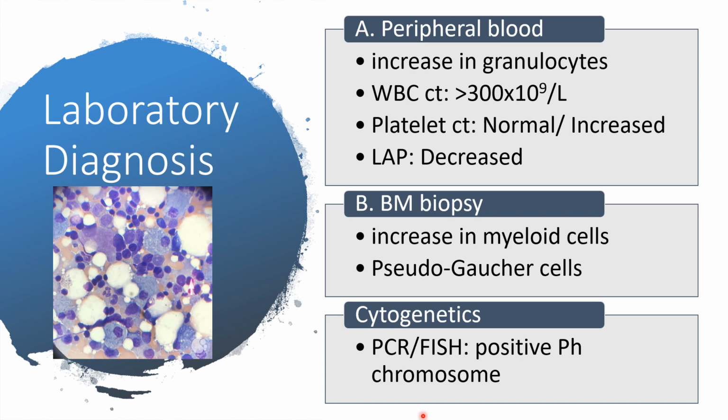Diagnosis of CML is confirmed by demonstrating the presence of the BCR-ABL1 fusion gene using the fluorescence in situ hybridization, or by detecting the BCR-ABL1 fusion transcript by qualitative reverse transcriptase polymerase chain reaction.